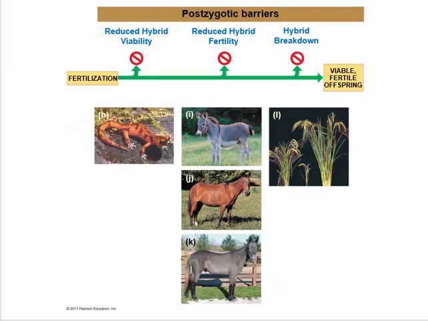All right, so next we'll talk about the post-zygotic barriers to gene flow, and then we'll talk about hybrids and what we see and how that sometimes gets us close to speciation in the next part.